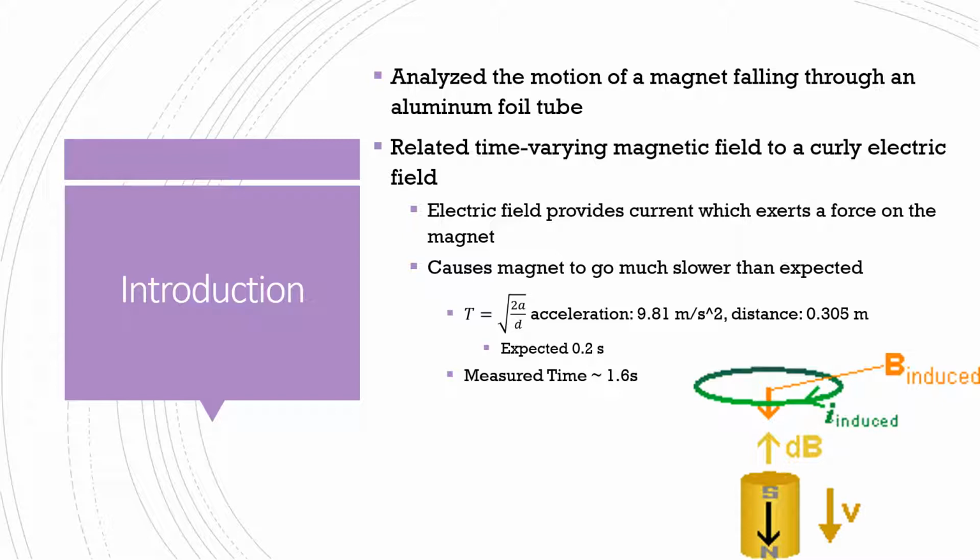We would expect the magnet to fall a distance of 0.305 meters in approximately 0.2 seconds. But what we measured was approximately 1.6 seconds on average.